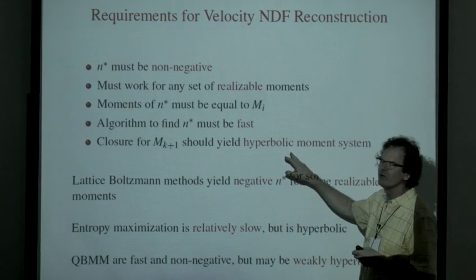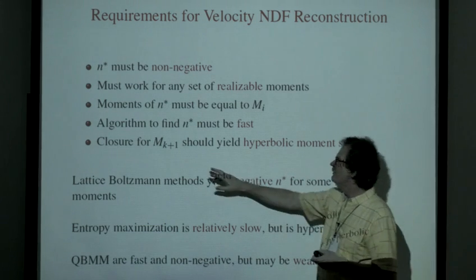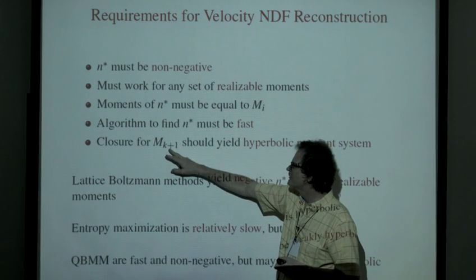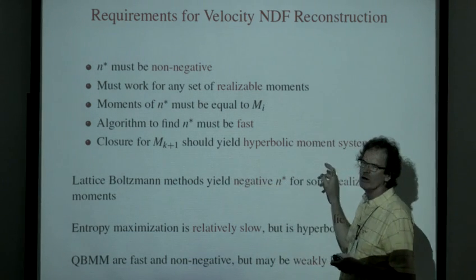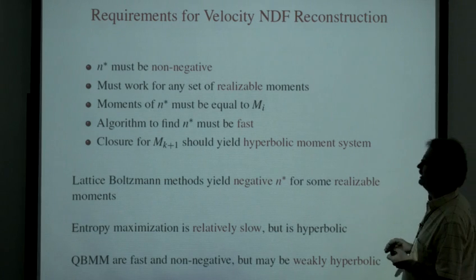This is one we haven't talked about very much, though we've talked about it internally. This is a real math issue. You like the closure for the free transport flux, which is moment k plus 1, to be hyperbolic. I'll try to explain that. Hyperbolic basically means it has to have real eigenvalues, so that everything proceeds at real, finite velocities. I'll show you an example of that in a minute.